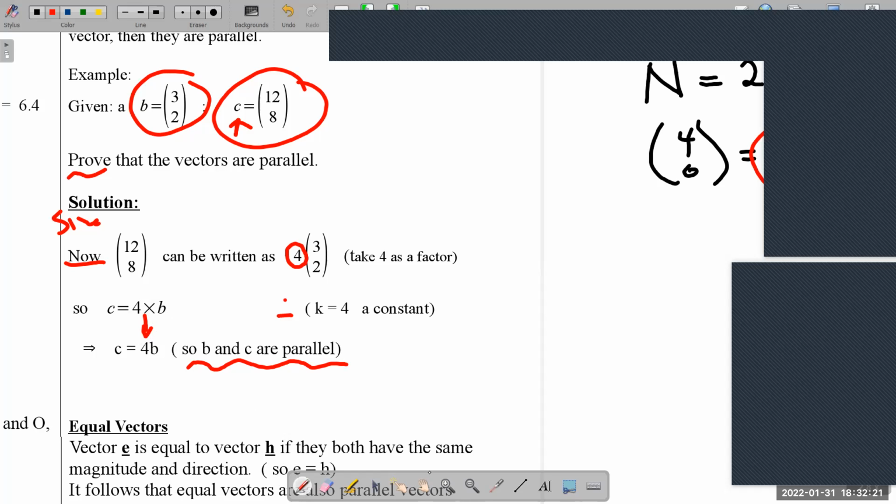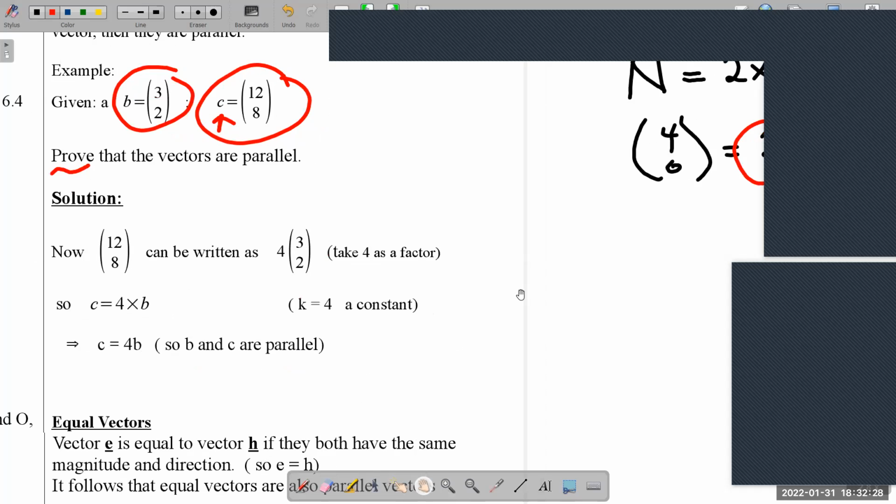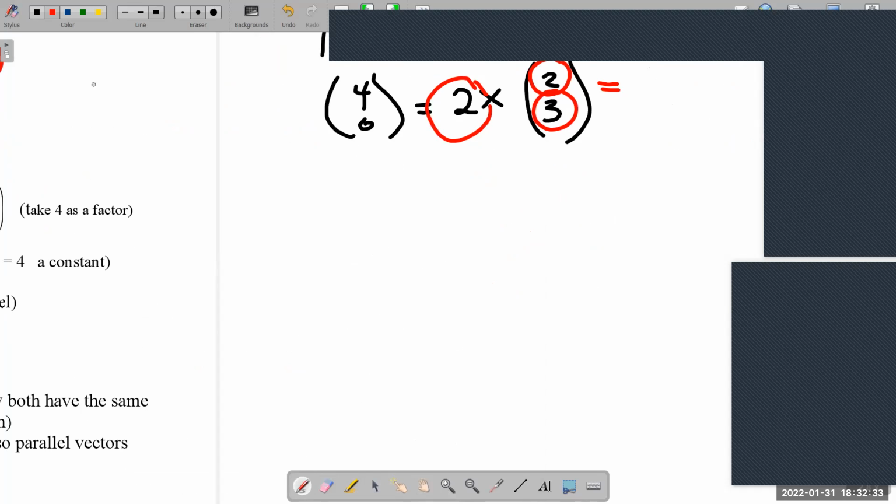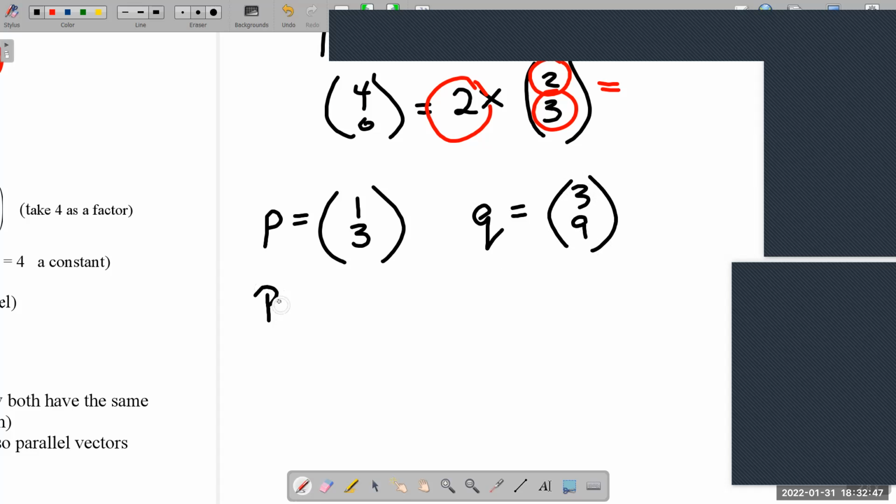So I'm going to do a next example so we could practice how we need to explain our answer. We actually did it before, but we're just going to make it a bit clean and nice. So let's try another one. I give you a vector P, which is equal to, let's say, 1, 3. And I give you a vector Q, which is equal to 3, 9. And the question I'm going to say is, prove that P and Q are parallel.